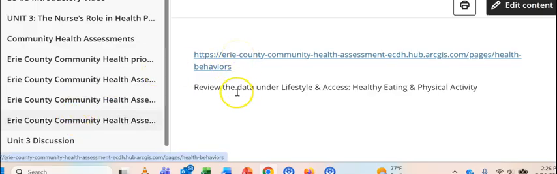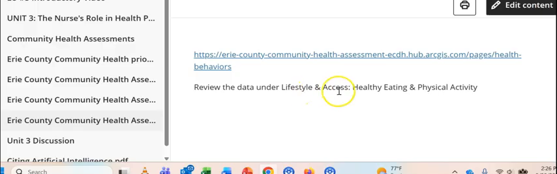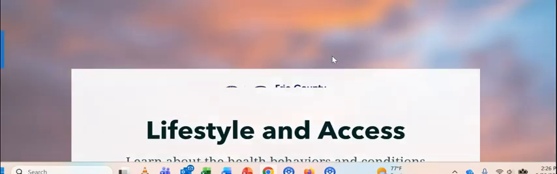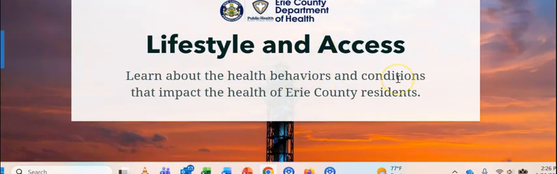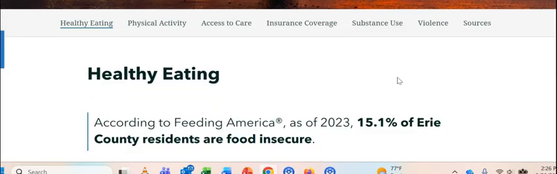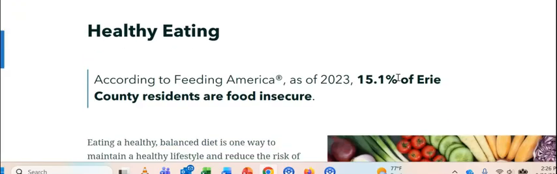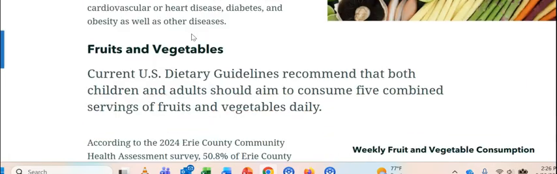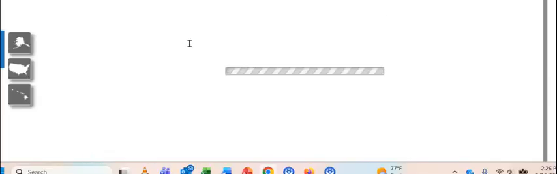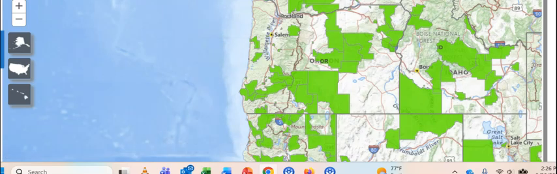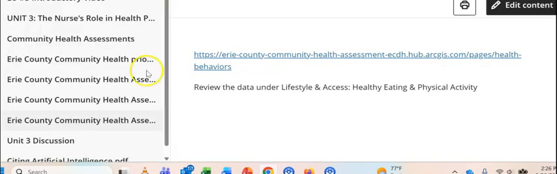And then the next one, you're going to look at the data under lifestyle and access, but very specific to healthy eating and physical activity, because you know that's a big part of many of your groups. So this is, again, Erie County of Pennsylvania. The Department of Health talks about health behaviors and conditions that are going to impact the health of Erie residents, and you're going to read about healthy eating and then physical activity. So you can get to that information below, and I'm going to get out of here right now.